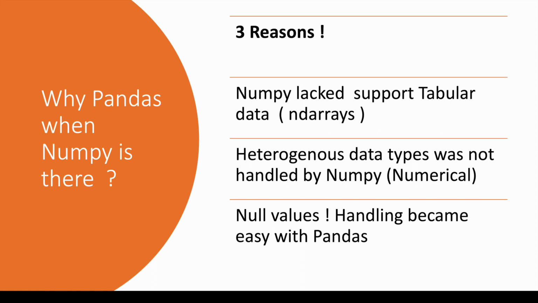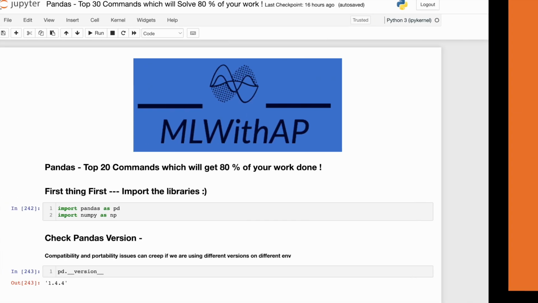Now when pandas is dealing with heterogeneous data, it actually slows down. If you ask me, NumPy is way faster than pandas, but the functionality which pandas gives you over and above what NumPy gives you makes it a very, very important tool. So especially in the data science or machine learning field, both pandas and NumPy go hand in hand. Now let's jump onto our Jupyter notebook and see those 20 commands.